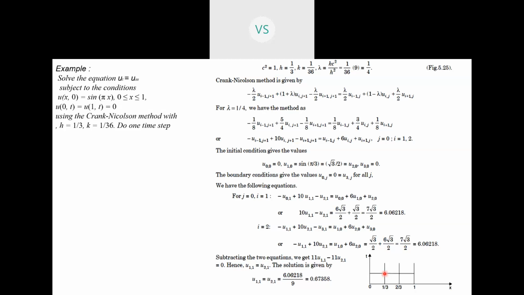Okay, so what is that point? At j is equal to 0 and i is equal to 1, substituting in this, you get the equation. This equation you get: 10u11 minus u21 is equal to 6.06218.